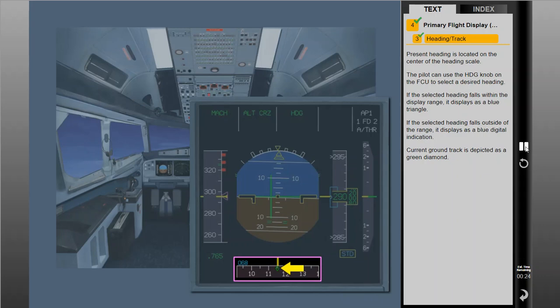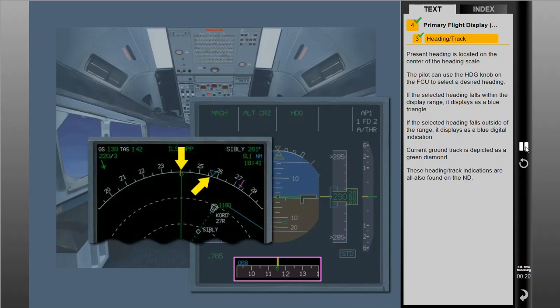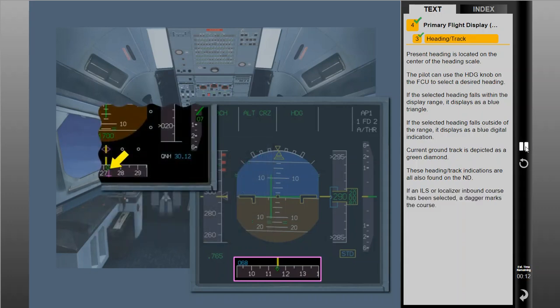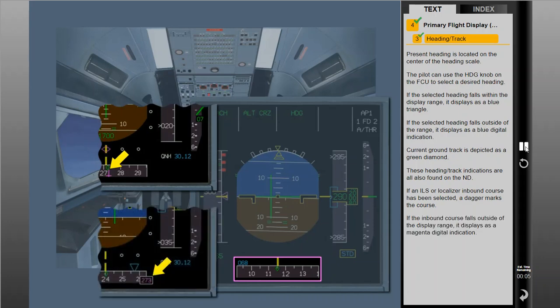Current ground track is depicted as a green diamond. These heading track indications are all also found on the ND. If an ILS or localizer inbound course has been selected, a dagger marks the course. If the inbound course falls outside of the display range, it displays as a magenta digital indication.